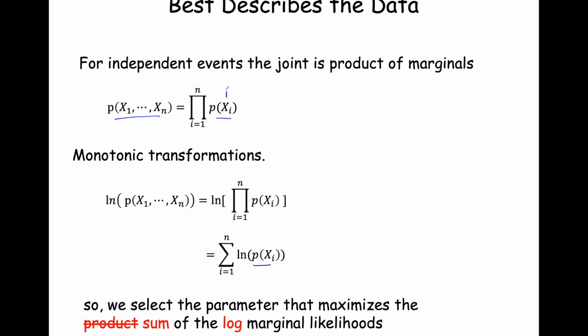This is the product of the marginal likelihood. This is the joint likelihood. And this is the sum of the marginal likelihoods. Okay. And of course, the lambda that maximizes this expression is also the same lambda that maximizes this expression because this transformation is monotonic.